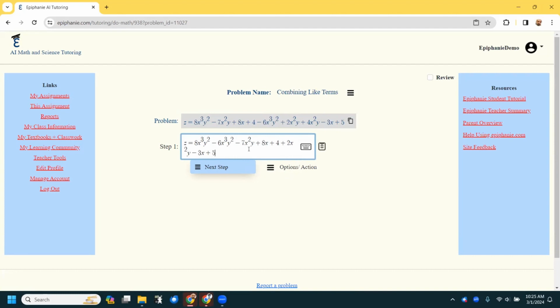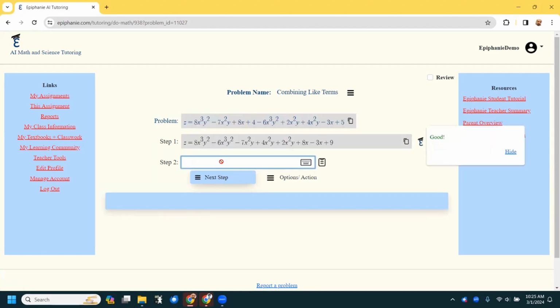I think I might have messed something up there. Let me just double check that I did not break anything. There's my x squared y. And I'll move this 8x over here. And this just becomes, I'm just going to combine those right now and say it's plus 9. And here's my next step. Good, got that right. Now I can just combine everything, and I'll copy and paste again.